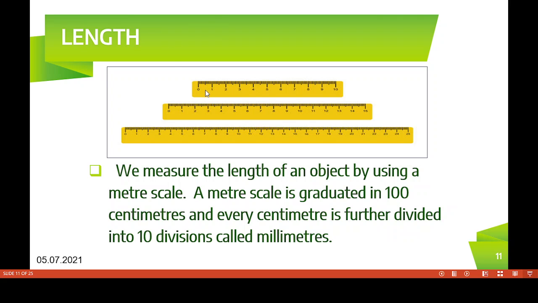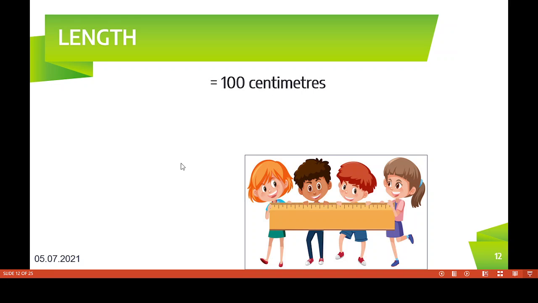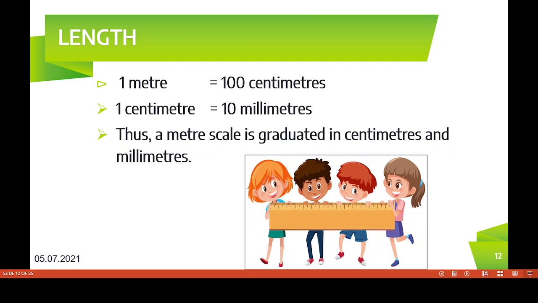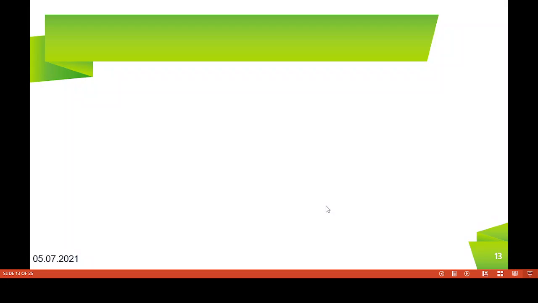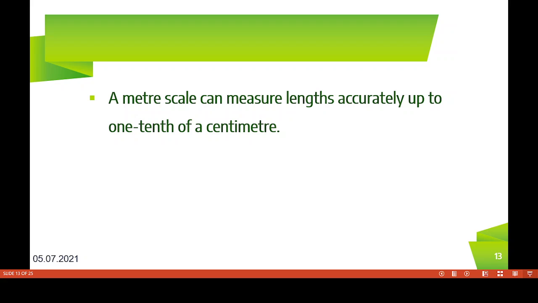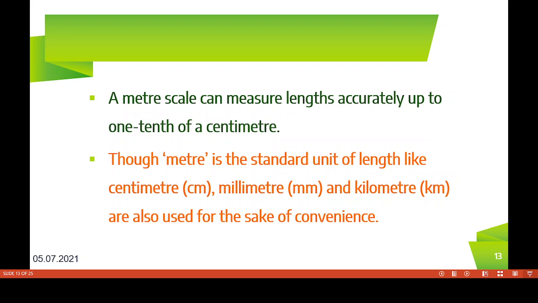A meter scale is graduated in 100 centimeters, and every centimeter is further divided into 10 divisions. That is called millimeter. 1 meter is equal to 100 centimeters. 1 centimeter is equal to 10 millimeters. Children, remember these formulas. It's very important for us. Thus, a meter scale is graduated in centimeters and millimeters. A meter scale can measure length accurately up to 1/10 of a centimeter.